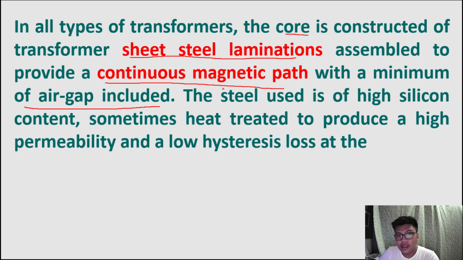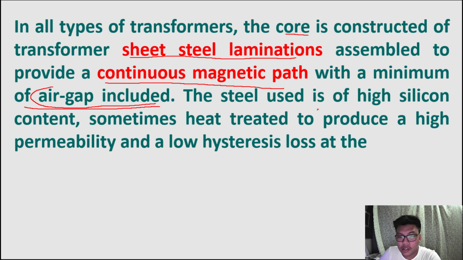So, ang purpose ng ating core is to concentrate the flux. Yung napoproduce na flux ng ating primary winding, kino-concentrate niya para mas efficient, no? Mas maraming flux yung tumama doon sa ating secondary winding para mas efficient yung pag-transfer natin ng energy. Meaning na efficient, less loss. Okay? So, with a minimum air gap. So, ano yung purpose ng air gap na yan?